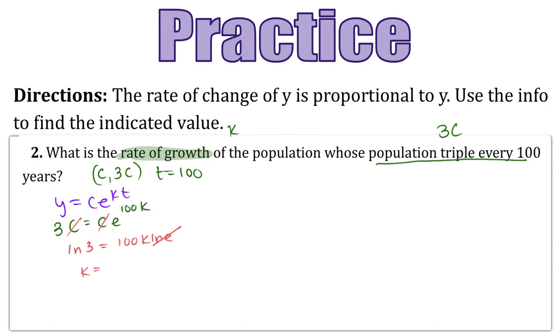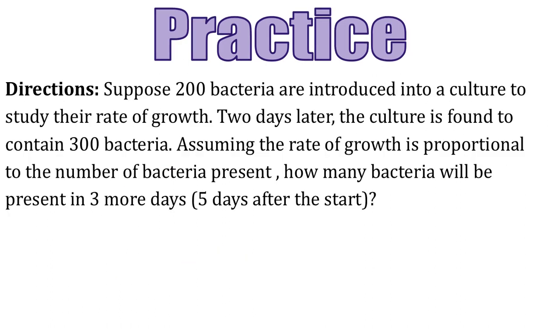And then we can find our K value, 1 over 100 times natural log of 3. And again, you can use a calculator to find that value, and if you don't have one, you could leave it like this, or maybe write it like natural log of 3 over 100.